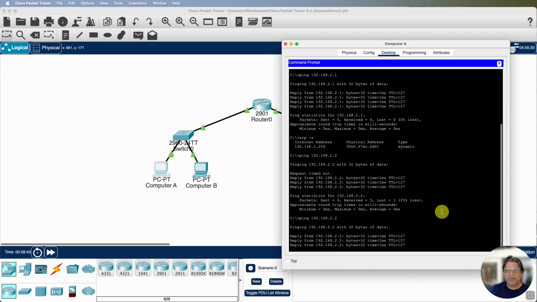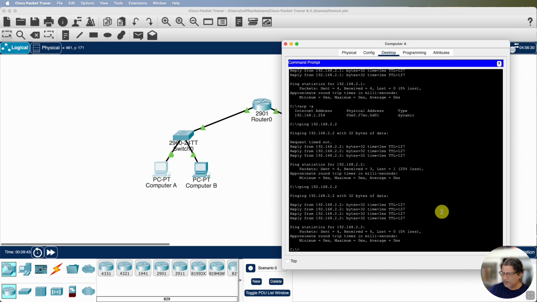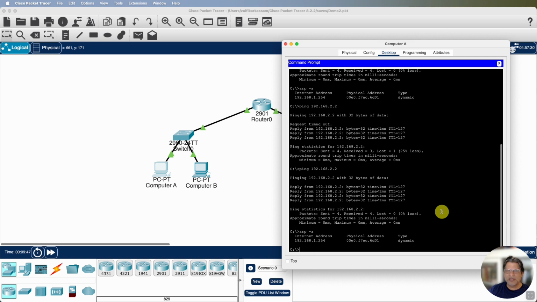So you can see I am able to ping computer D, but if I go once again to my ARP cache, there should be only one entry, because as far as computer A is concerned, it just needs enough information to forward the packet to the router. Then the router will take care of the rest.